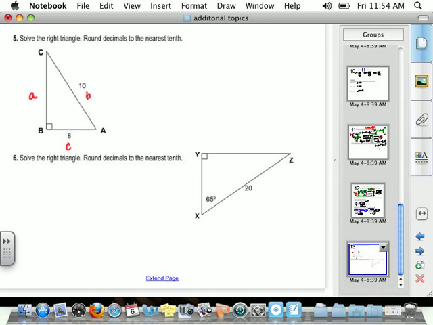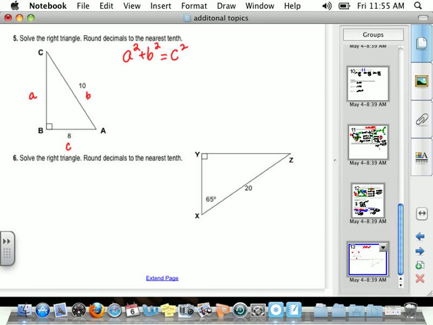Across from angle C, we write lowercase c. Across from angle B, I write lowercase b. Across from angle A, I write lowercase a. Those are the sides I'm trying to find. When you say solve the triangle, what does that mean? It means find everything you can possibly find, all the angles, all the sides. Okay, so little a, that's easy to find.